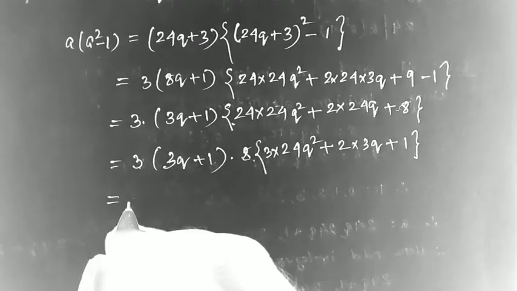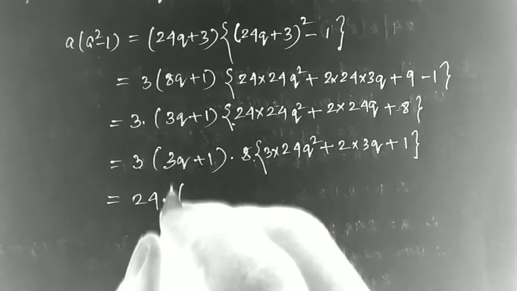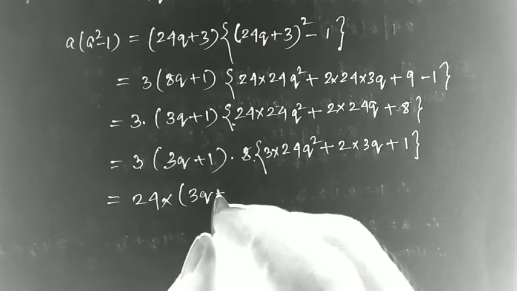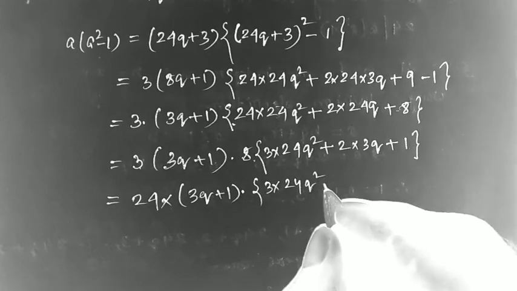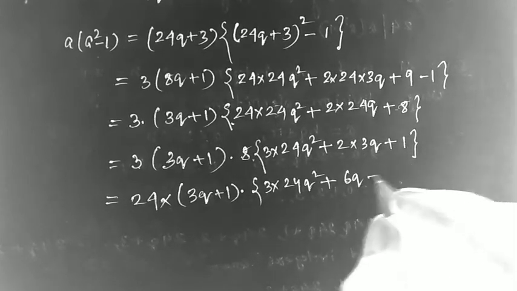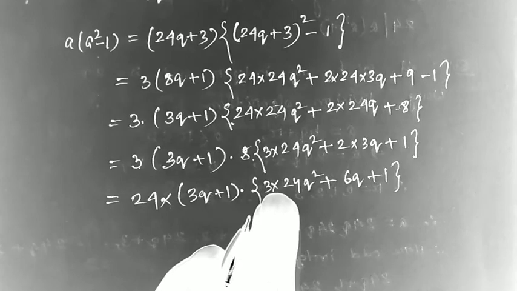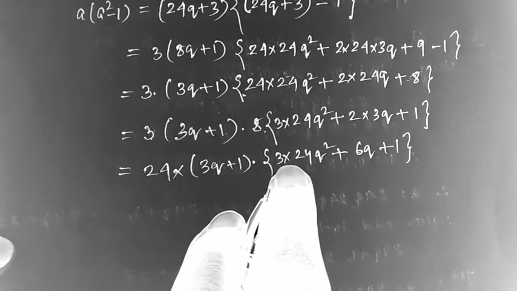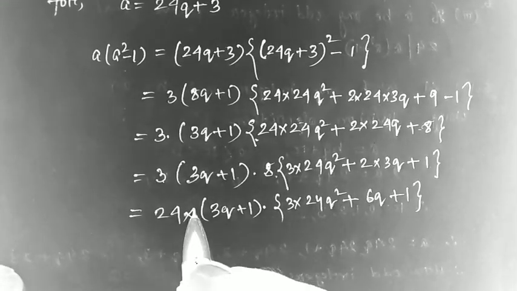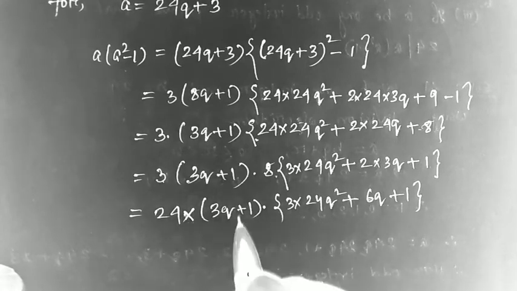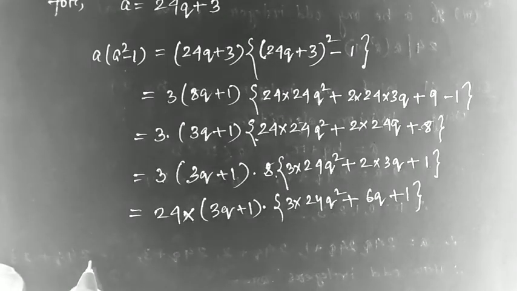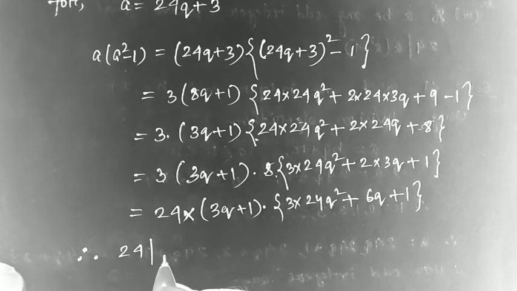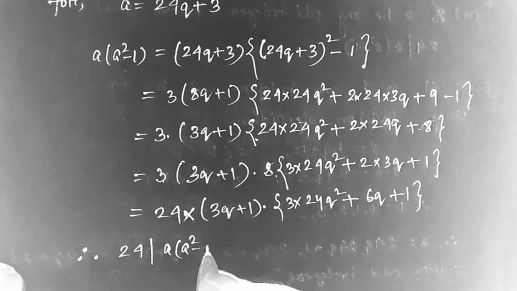Now see, 3 into 8 is 24, into this thing 3q plus 1, and this thing 3 into 24 q square plus 6q plus 1. I will not multiply this thing, you may multiply yourself, no problem. So now see, again it is a multiple of 24, 24 into some integer. This is nothing but some integer. So 24 divides a into a square minus 1.